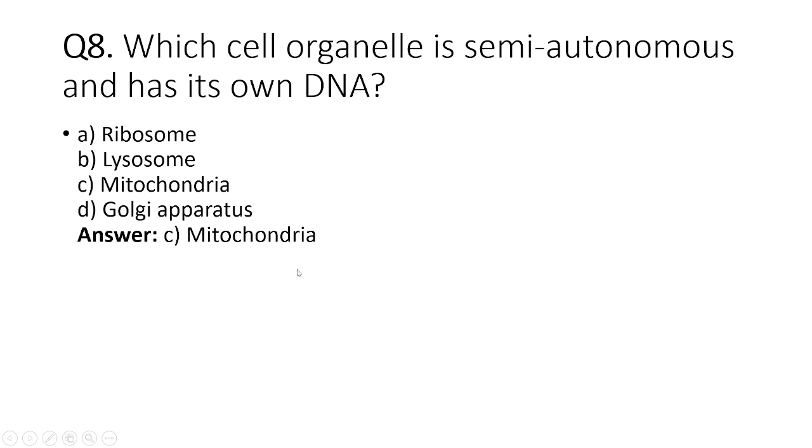Mitochondria. Why is mitochondria a semi-autonomous cell organelle? Because it possesses its own DNA and is capable of synthesizing some of the proteins required for its functioning, while the rest of the proteins are encoded by nuclear DNA. Mitochondria is semi-autonomous because of the presence of its own DNA.